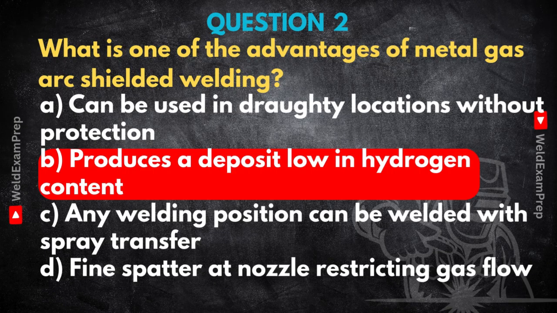So you need screens or something outdoors. That's exactly why you often see screens or little tents being used when people are MAG-MIG welding outdoors or even just in breezy workshops. So A is definitely out. It's a limitation. Okay, so you absolutely need that gas shield to be stable. Got it. What about option C? Any welding position can be welded with spray transfer. That sounds a bit too good to be true for spray transfer.